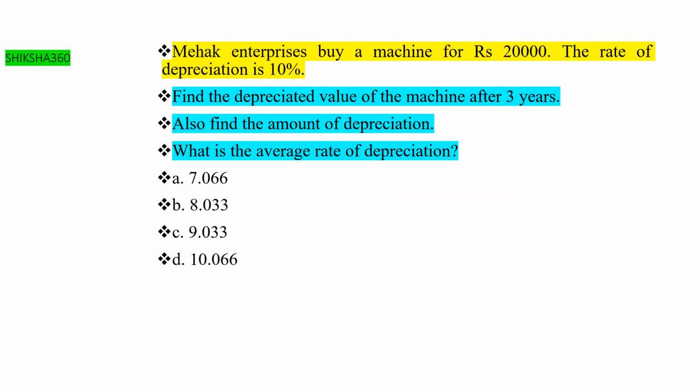They are saying that Mahek Enterprises buys a machine for rupees 20,000. Here Mahek Enterprises is a firm, and that firm buys a machine, and the cost of the machine is rupees 20,000. First of all we will know the formula of depreciation. There are different formulas: for the straight line method the formula is different, and for the WDV method the formula is different.